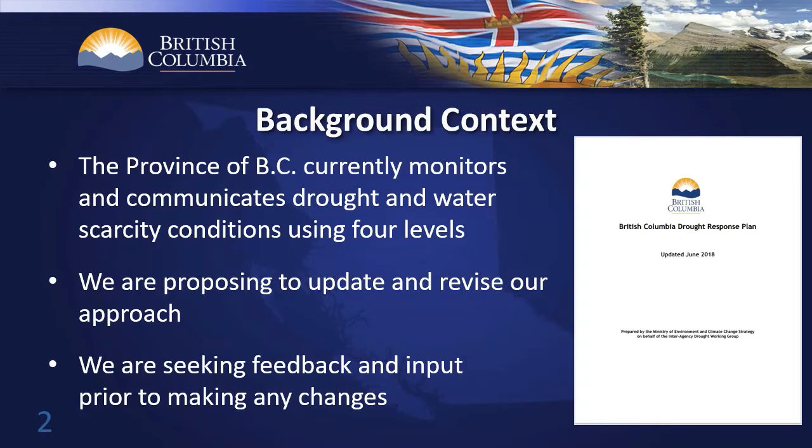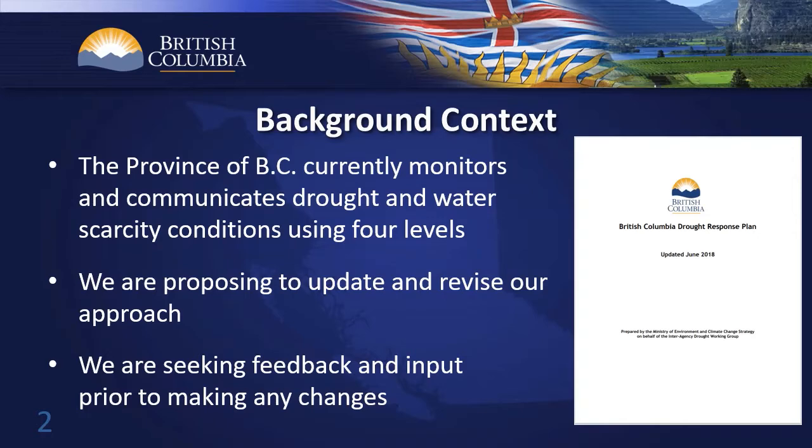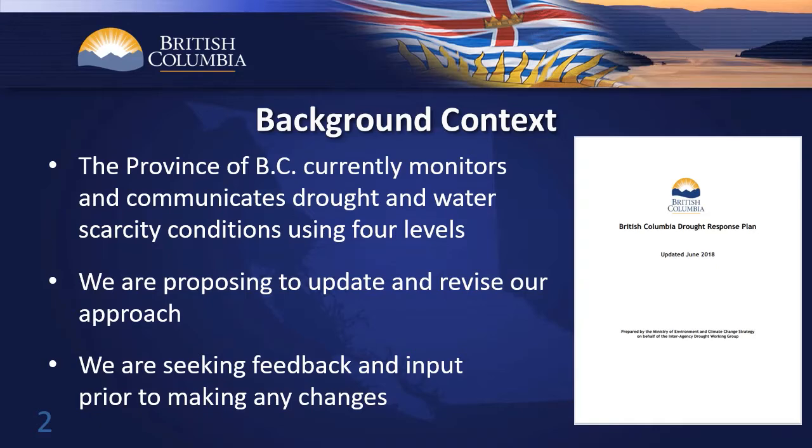of 2015. The BC Drought Response Plan describes the province's role in monitoring, coordinating, and communicating on drought and water scarcity conditions. This is done at regional scales using a system of 4 drought levels, and the results are posted on the internet at the BC Drought portal during spring, summer, and early fall. The province is currently proposing to update our existing 4 levels of drought to a more detailed 6-level system. Prior to implementing any proposed changes, we are seeking feedback and input.